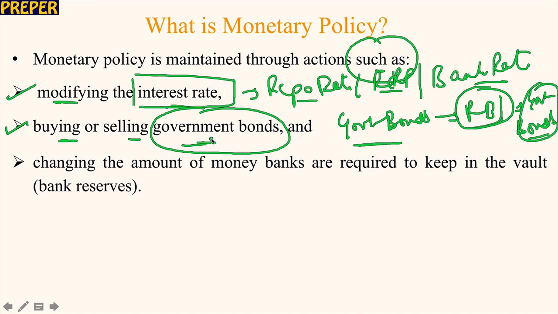So if the government bonds are issued by the RBI or issued by the central bank of that country, in that case it would be considered to be the monetary policy instrument.